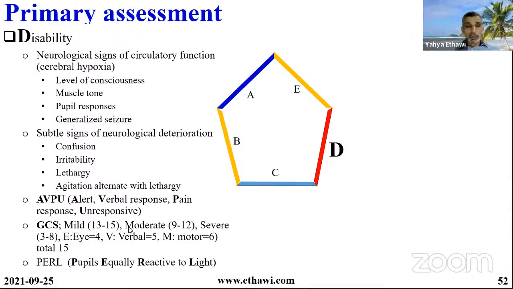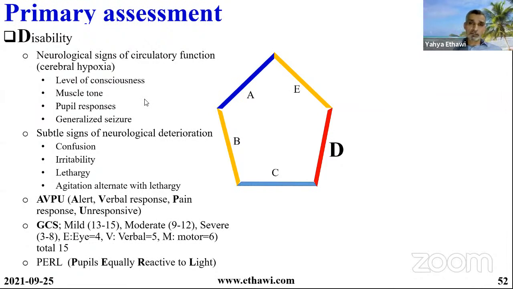And these numbers come from 4 points for the eye, 5 points for the verbal response, 6 points for the motor response, and they total 15. So if it's more than 12, it's usually normal. If between 9 and 12, it's a mild impairment. And 9 to 12, it's moderate, and 15 is normal. 13 to 15 is a mild involvement, and less than 9 is a severe involvement. We can also use the acronym PEARL to assess the pupil, which means pupils equal and reactive to light. So these are how you assess the disability.